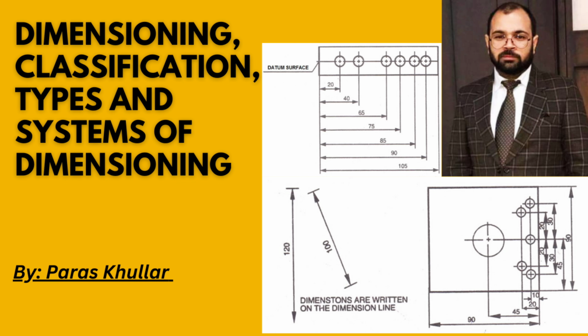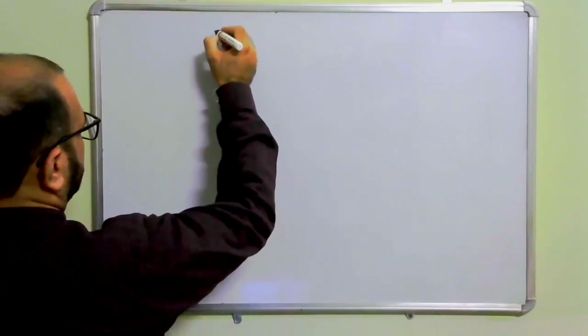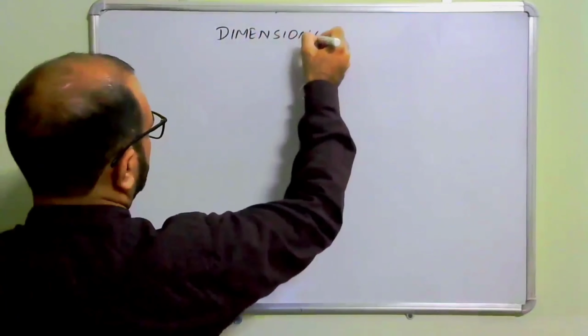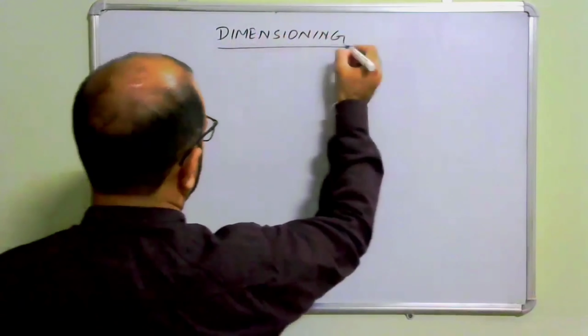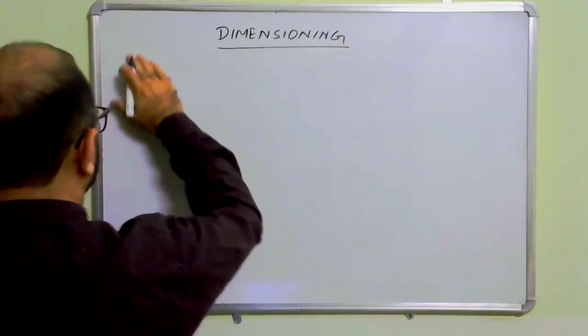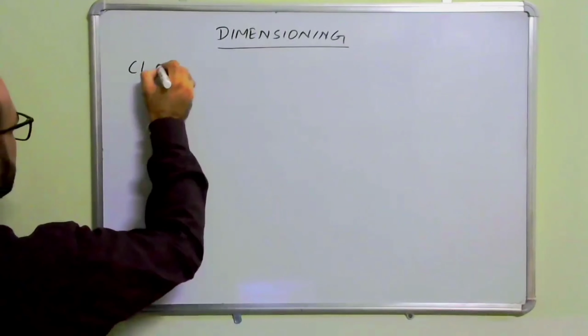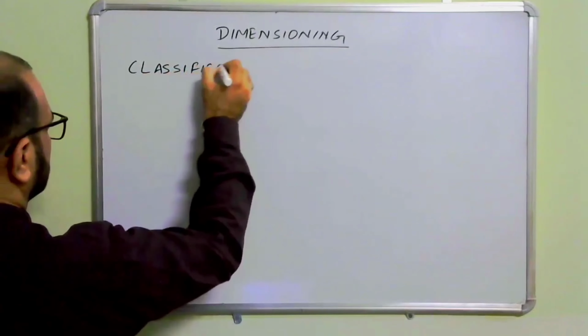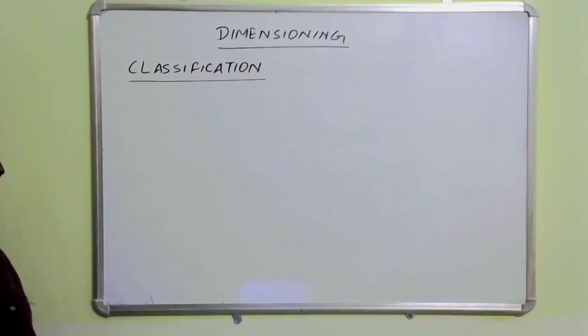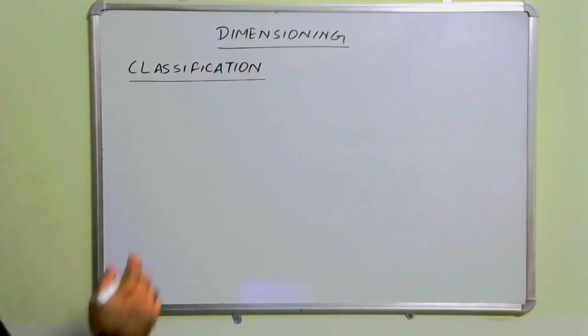In this video we will discuss the various types of dimensioning and various systems of dimensioning. So let us move to the board. Dimensioning is an art of representing the measurements of an object on its figure, right? So the first thing that we'll be learning here is the classification. Classification of dimensioning. So basically dimensioning is classified into two types.